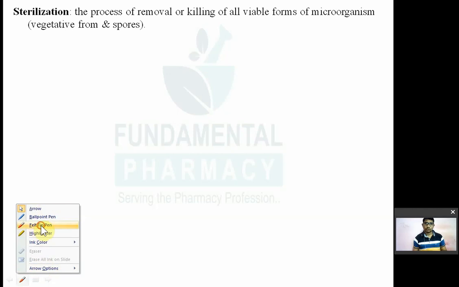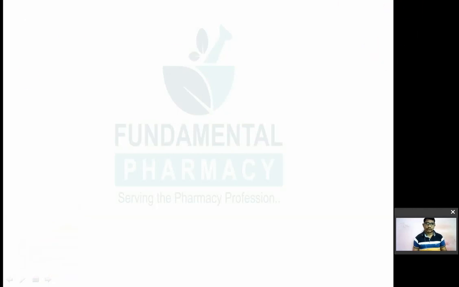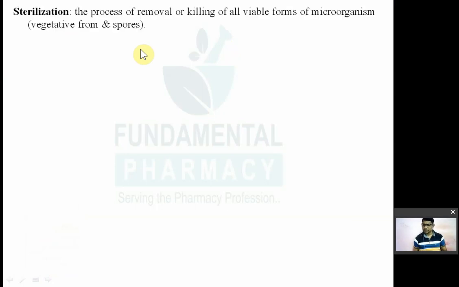So today we will try to finish this chapter. This chapter is again very important for your GPAT, NIPER and other exams. So if you have analyzed the previous year's papers, अगर आपने previous year के papers देखे होंगे तो उसमें काफी questions आ जाते हैं आपके sterilization chapter में से.